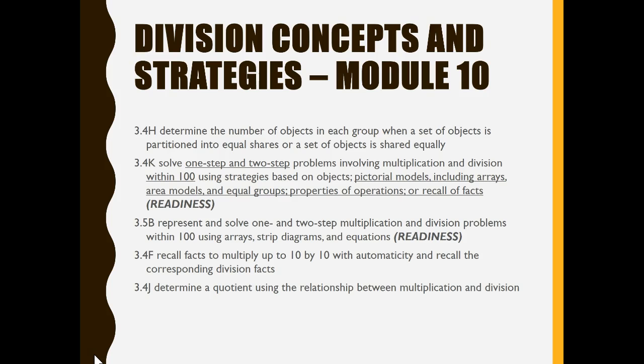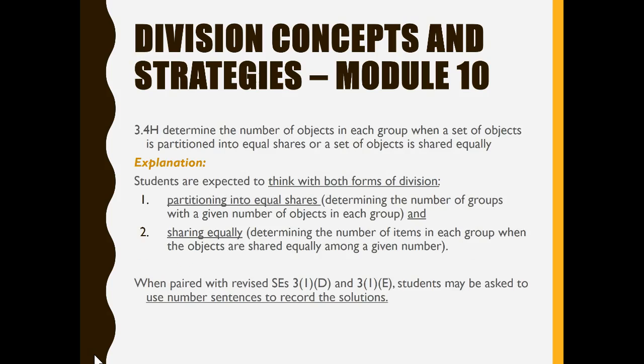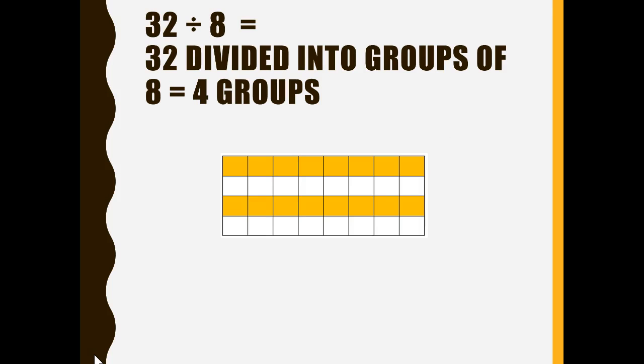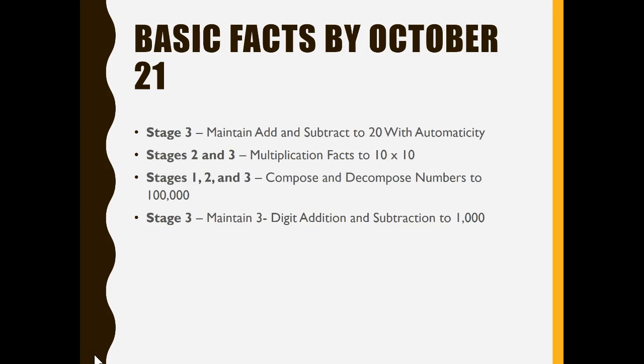Division concepts. These again are the texts that you're going to be covering in this particular section. And notice that there's really 2 types of divisions, where you partition equal shares, where you determine the number of groups, and share unequally when you determine the number of items in each group. One way to do this is using strip diagrams, and here's an example of one item. So when you divide 32 into groups of 8, you'll have 4 groups.